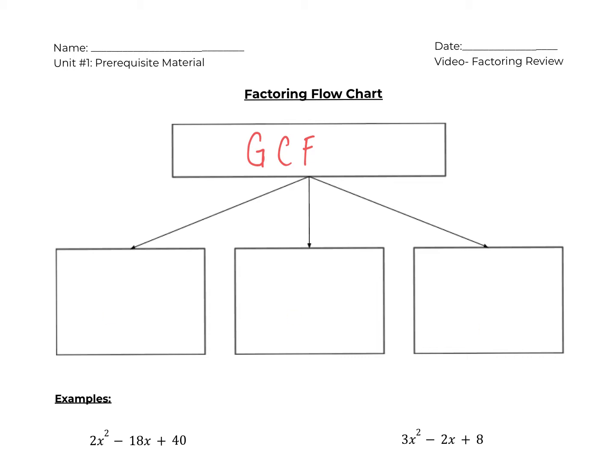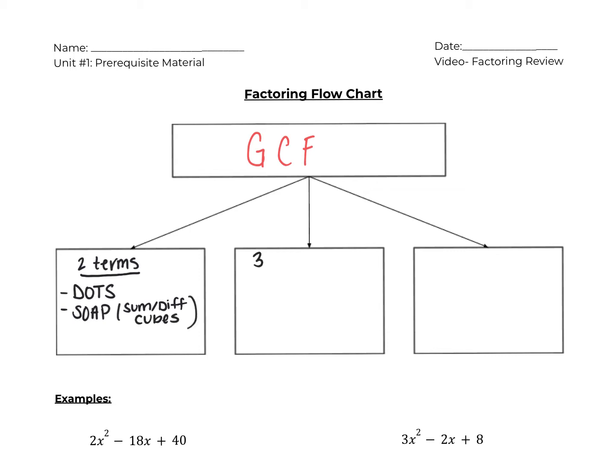So if you have two terms, which we'll put here, then the two methods that you can use to factor besides GCF are DOTS, which stands for difference of two squares, or sum and difference of cubes, which I like to use the acronym SOAP for. And we'll go over that a little bit later. So I'll put sum and difference of cubes.